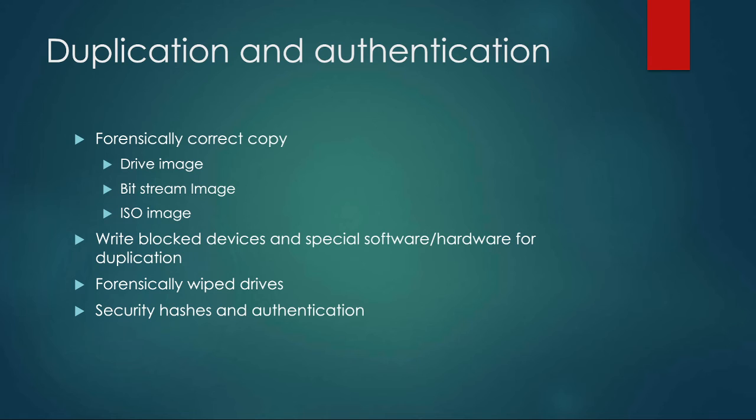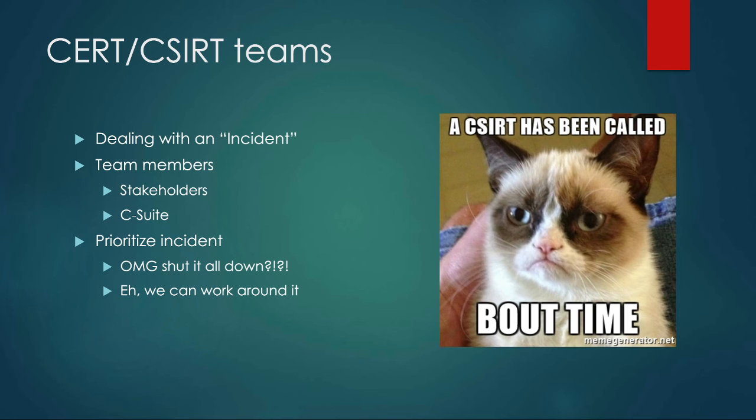Security hashes: if you remember when we talked about cryptography a couple of weeks ago, the one-way hash is how we are able to fingerprint a file. You can actually do the same thing with hard drives. You can fingerprint a hard drive, and that's actually how we can prove that we haven't made any changes.